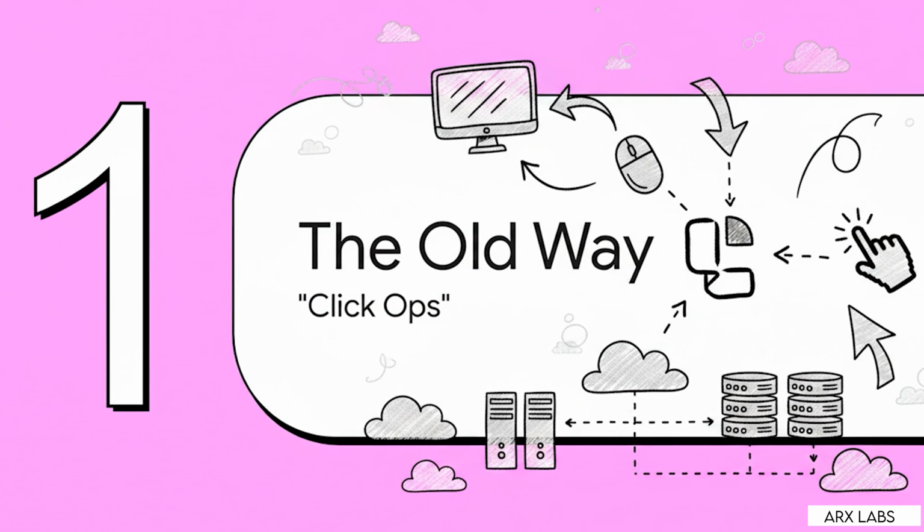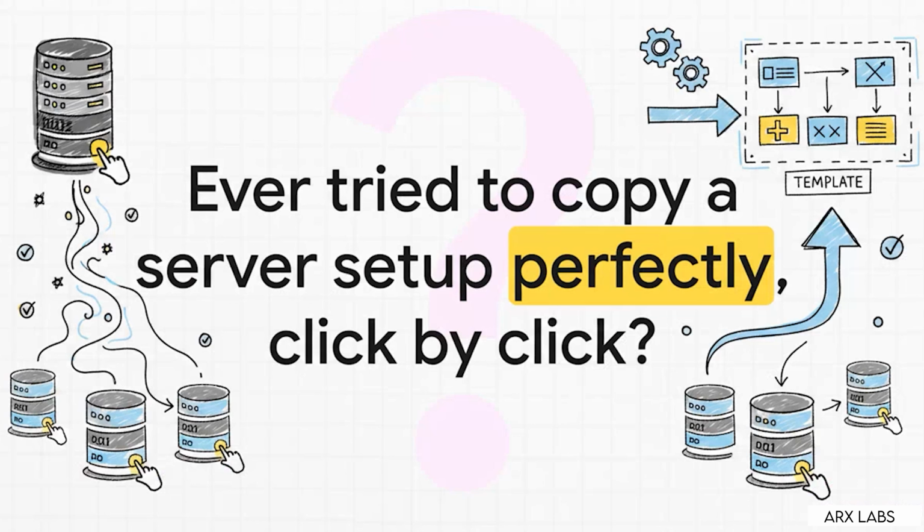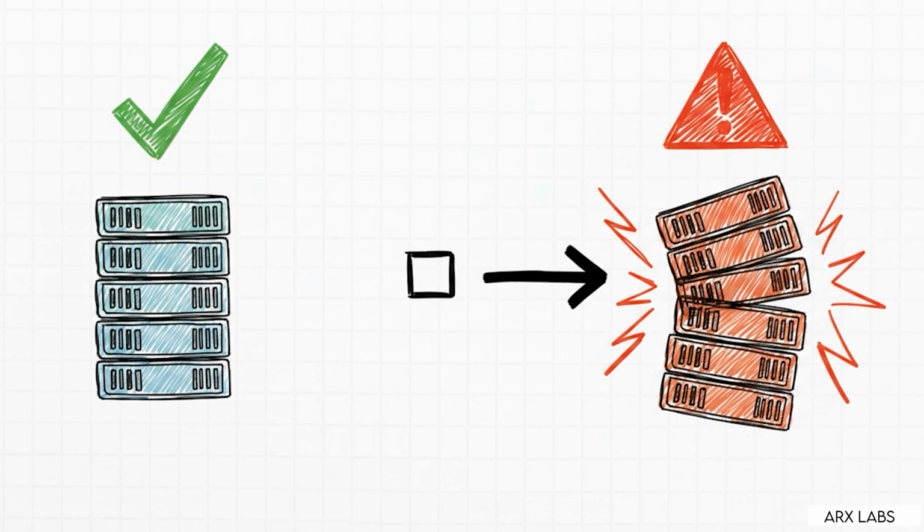Let's start by looking back at that old way, something folks in the industry call ClickOps. And yeah, it is exactly what it sounds like. It's you logged into the AWS or Azure console, manually clicking through menus and wizards to set everything up. I mean, just think about this for a second. Have you ever actually tried to clone a production server perfectly? You're clicking through dozens, maybe hundreds of settings, checking every box, typing in every value, just praying you didn't forget something tiny. Let's be honest, it's pretty much impossible to get it right every single time.